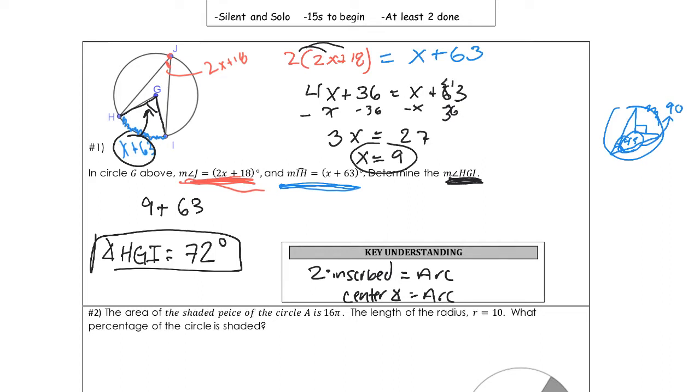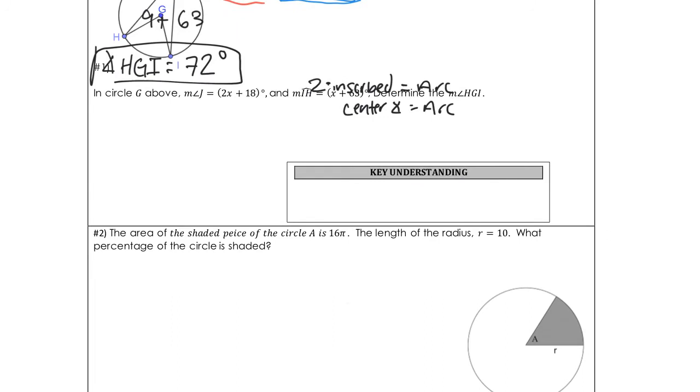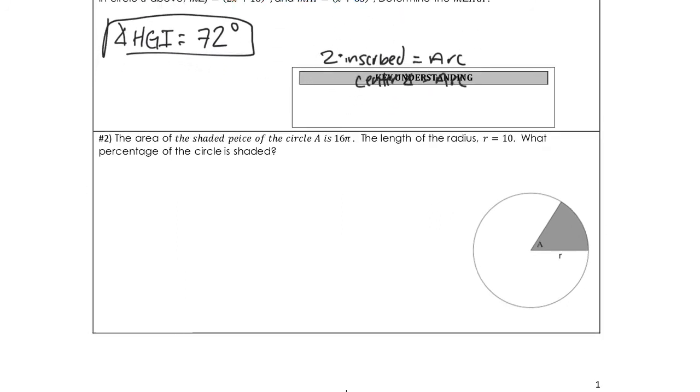I could also do the arc divided by 2. But if I did x plus 63 divided by 2, I would have got decimals. So dividing by 2 is worse usually. Makes it a little messier. But it does work. All right, so let's look at the bottom do now question.